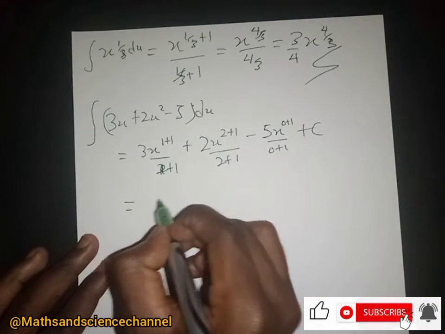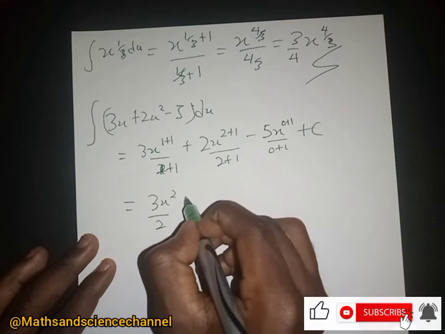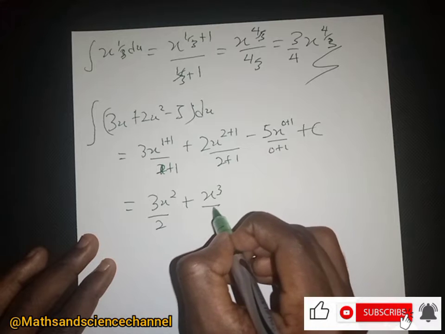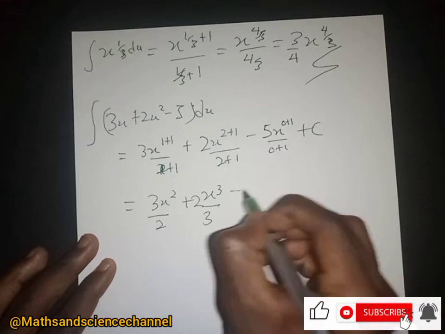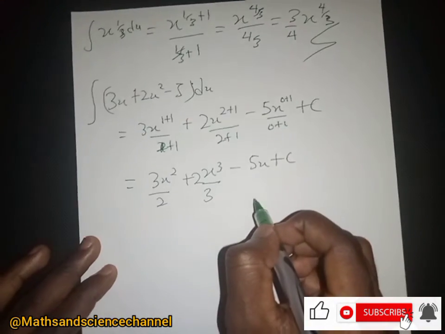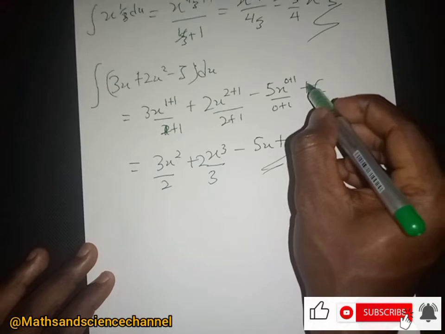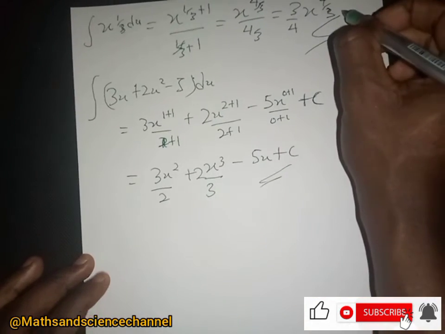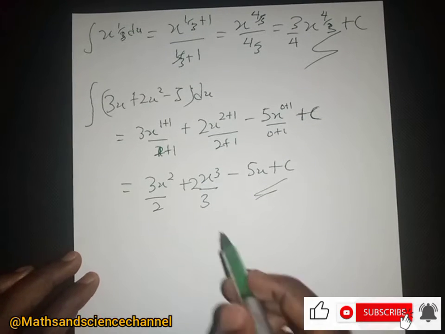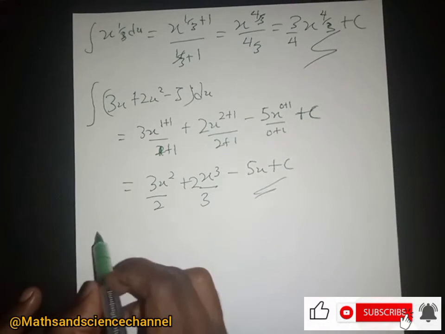Now this will be equal to 3s squared divided by 2, plus we have s cubed divided by 3, minus 5x, plus c, right? And we have c in all because this is an indefinite integral, so we have plus c.